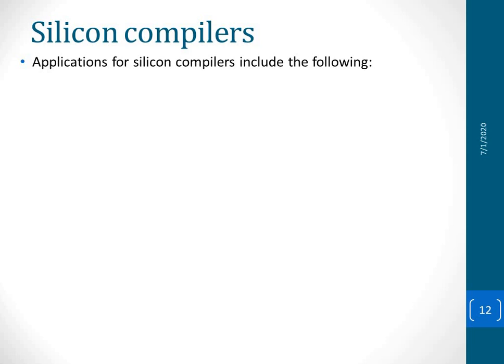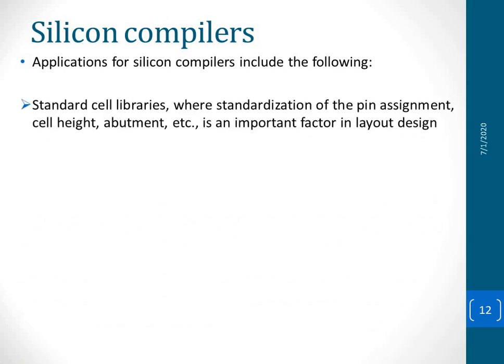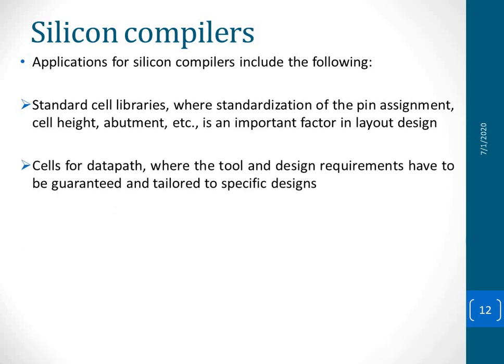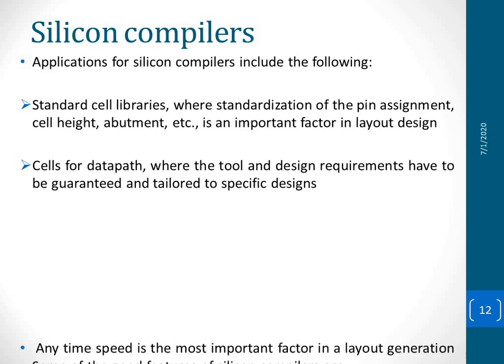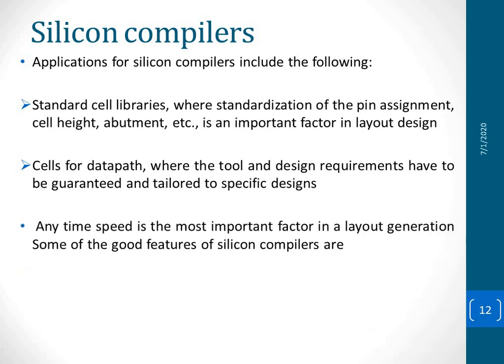Applications for silicon compilers include standard cell libraries, where standardization of pin assignment, cell height, abutment, etc. is an impact factor in layout design. Cells for data path is one more application, where the tool and design requirements have to be guaranteed and tailored to specific design. Any time, speed is the most important factor in a layout generation.